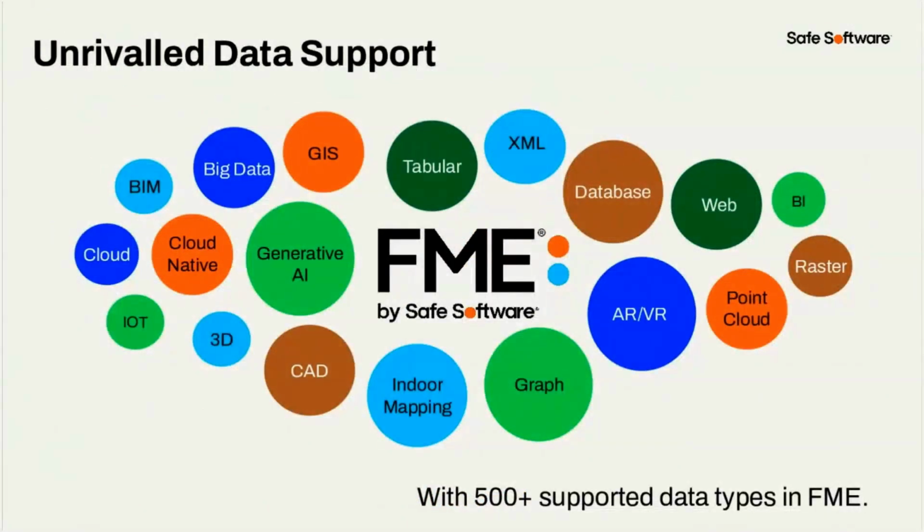But for a platform, it only matters if it can actually connect to your data. We started out focused on GIS and geospatial data, but over the years, we've grown with our users. Today, FME supports over 500 data types, from spatial data and real-time IoT to cloud-native formats and generative AI. Our goal is to help you use your data where, when, and how you need it, no matter where it comes from. This diversity of support is what makes FME a true enterprise integration platform and a solid foundation for data virtualization.